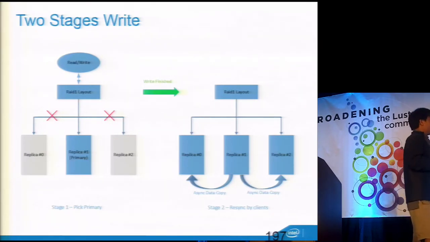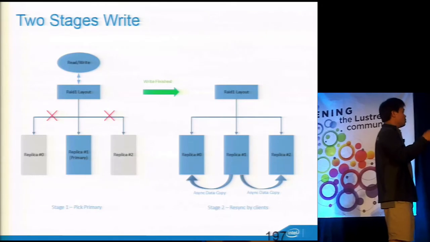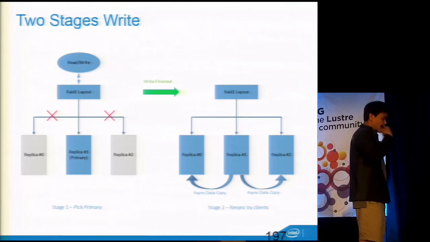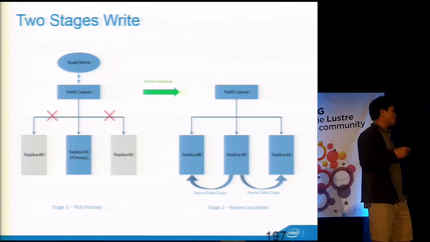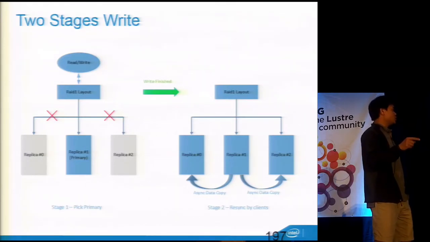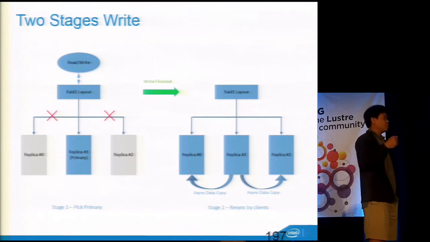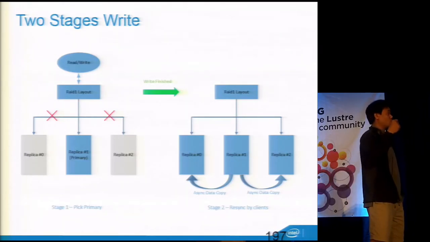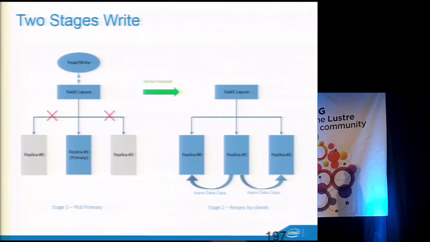After the write is finished, in the diagram on the right, there's no read-write request, and there's nobody opening this file for write. We can start a resynchronization process. The data will be copied from replica 1 to replica 0 and 2 asynchronously. After the copy is done, we can tell the MDT that we have valid data on replica 0, 1, and 2, so you can mark all of them as valid. After this is done, you have a complete replicated file, and each replica can serve read requests.